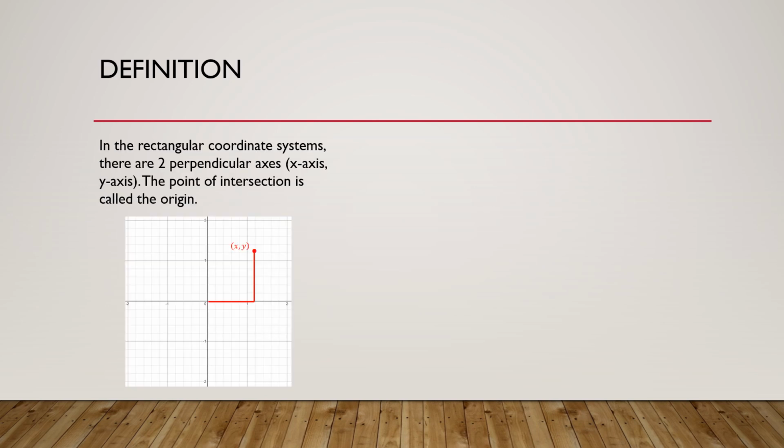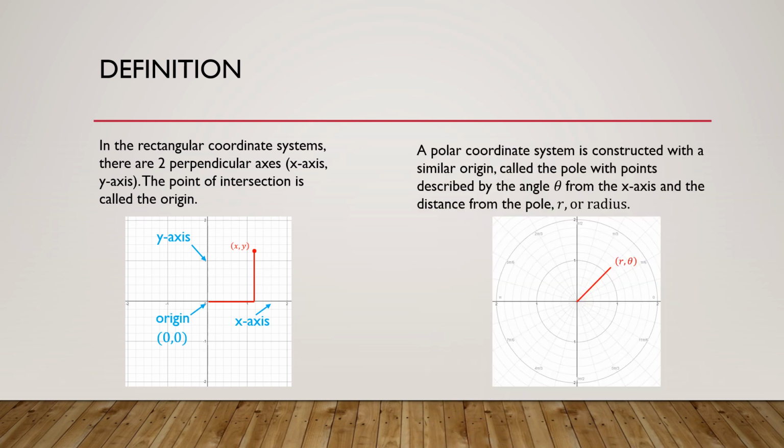In the rectangular coordinate system, there are two perpendicular axes, the x-axis and y-axis. The point of intersection is called the origin. A polar coordinate system is constructed with a similar origin called the pole, with points described by the angle theta from the x-axis and the distance from the pole, r, or radius.